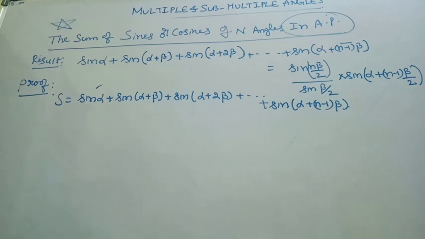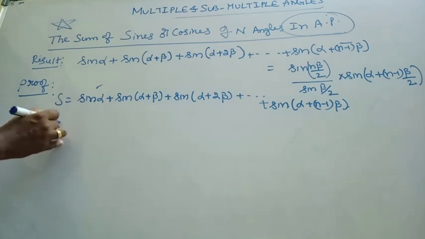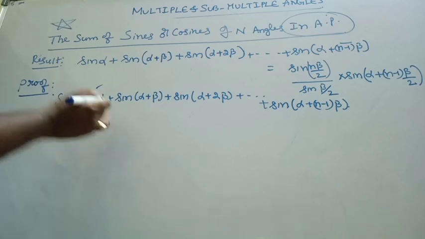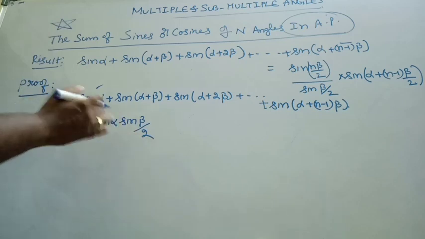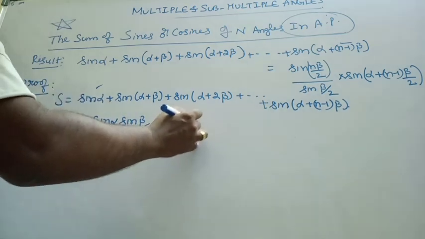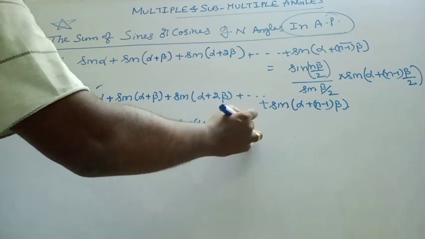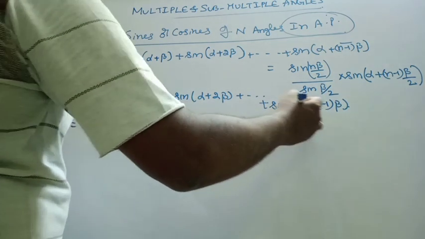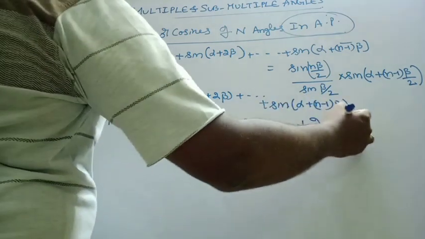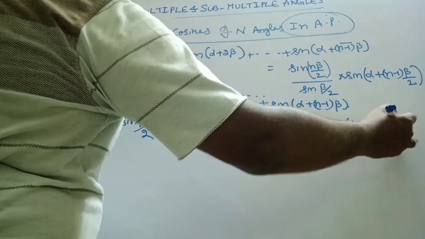What I do is multiply both sides by 2 sine(beta by 2). S is equal to this, and I multiply 2 sine(beta by 2) into S. On the right side also we multiply by 2 sine(beta by 2). That means we get 2 sine alpha into sine(beta by 2), both sides multiplied like this. Next, 2 sine(alpha plus beta) into sine(beta by 2), then 2 sine(alpha plus 2 beta) into sine(beta by 2), and so on. For the last term also we multiply by 2 sine(beta by 2), giving sine(alpha plus (n minus 1) beta) into sine(beta by 2).